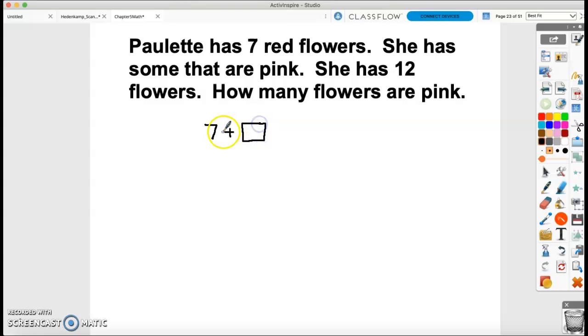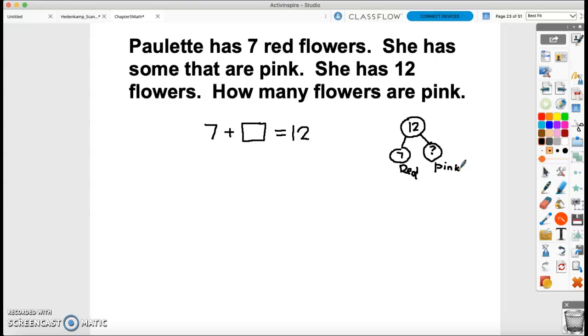That's what we call an unknown number, a number that we don't have a number for. She has 12 flowers. So I know that I can have no more than 12. 12 is as much as I have, so that would be my total or my sum. So I know I have 12, and if I were to write a number bond, I don't know how many this is, but I do know she has 7. So these are the red ones, and the pink ones are the ones that we're not sure about.